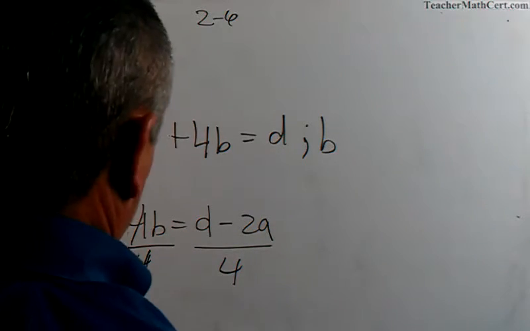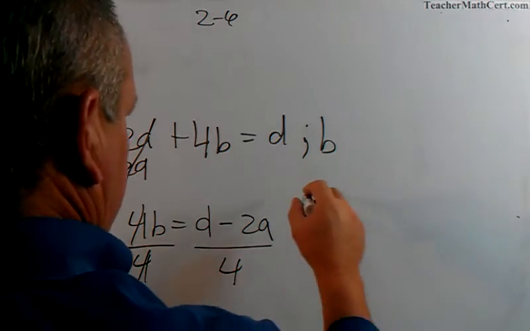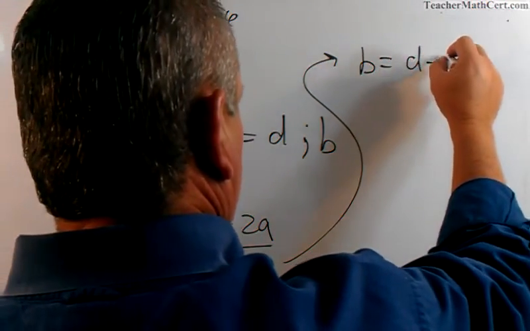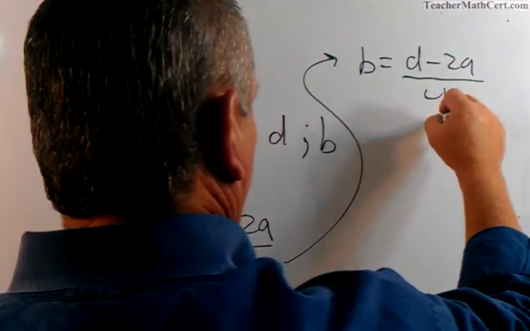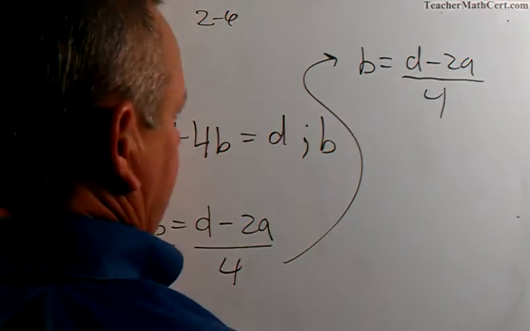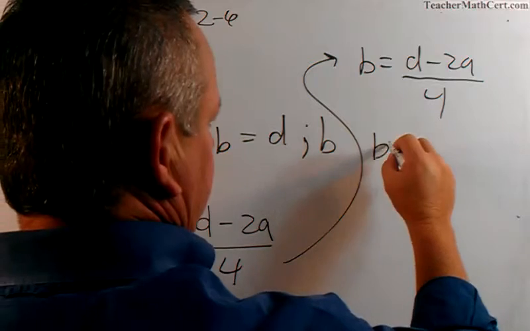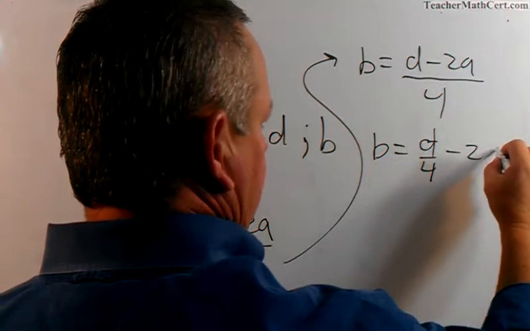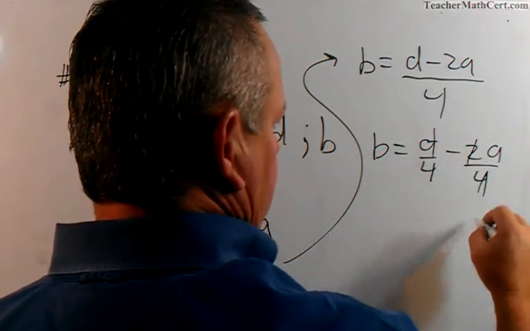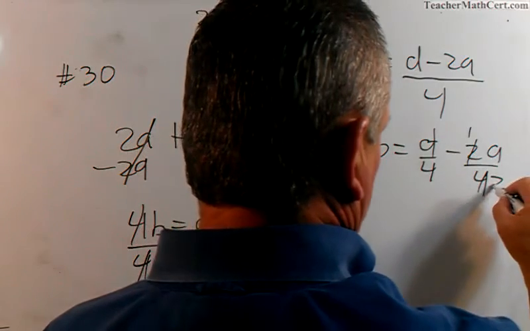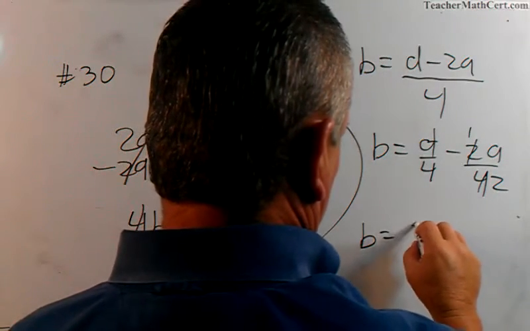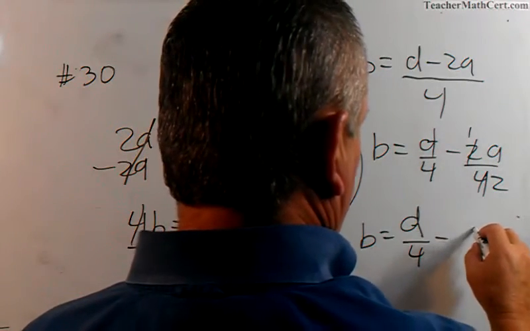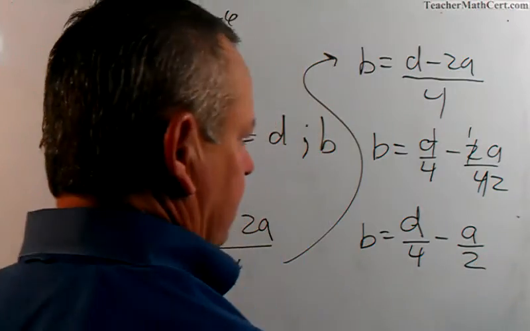Alright, we got 4. Let me rewrite this up here. So we got B is equal to D minus 2A divided by 4. Now, I know we've got a factor of 2 in both of these, so we can rewrite this as B is equal to D over 4 minus 2A over 4. Those are going to cancel. That's going to go to 1. That's going to go to 2. We're going to get B is equal to D over 4 minus A over 2. Okay?